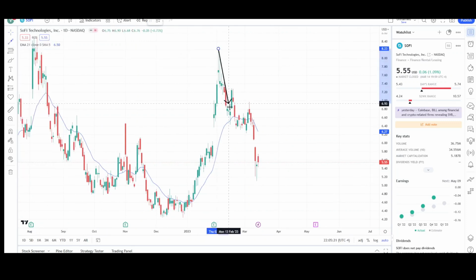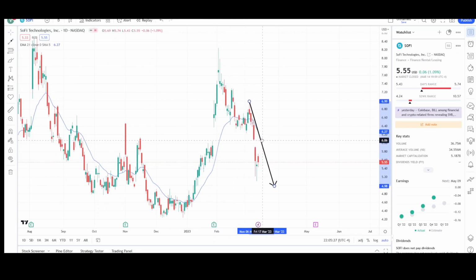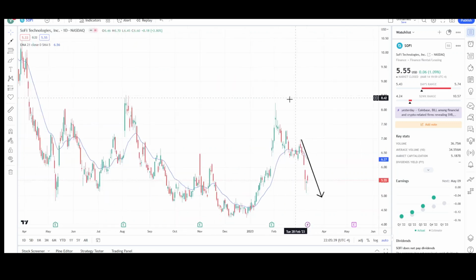So this was one leg down right here, and this is a little magic trick I'm going to show you guys. If you just move the arrow over to where the second leg started, you can see that we came very close to making a perfect measured move down. We bounced a little bit early, but I still think we can probably go a little bit lower, and I'll go over the reasons why.